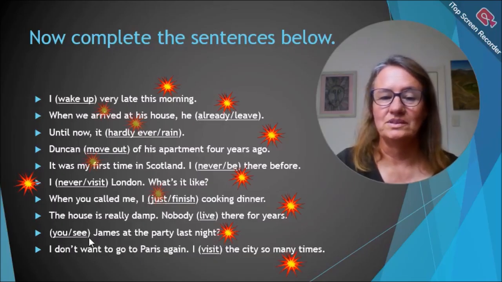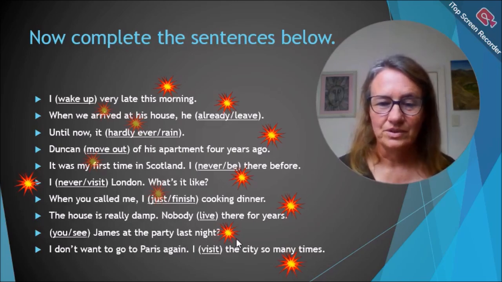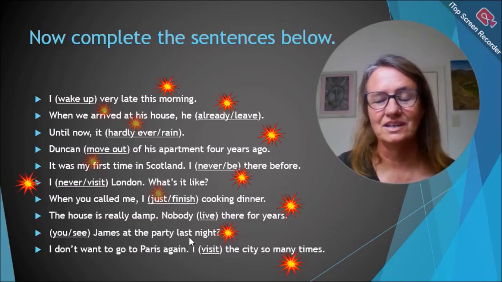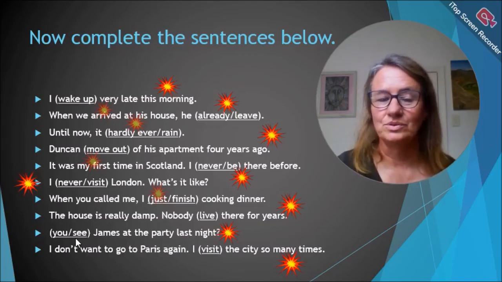Let's look at the question below. We've got, did you see James at the party last night? So our signal word, are you looking? Can you identify it? Last night. That's our signal word. So if it's last night, it's saying to us past, completed. Now, because it's a question, we phrase it a bit differently here. We're going to say, did you see James at the party last night?